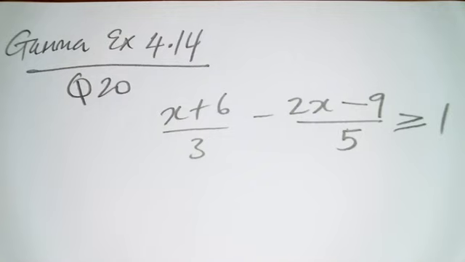Okay, I've been asked to have a look at question 20 from Gamma exercise 4.14. And the reason is because the answer in the back, I've been told, doesn't match the answer they get on the equation. So I'd be interested to see if the answer itself is actually incorrect. And this happens quite frequently, actually.